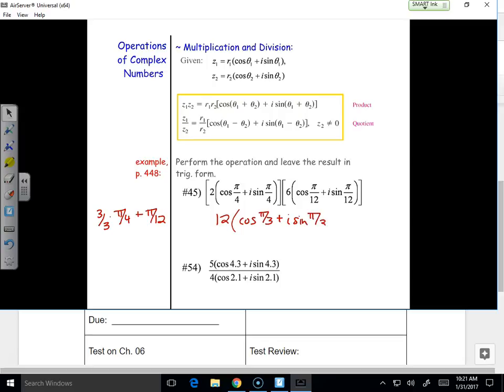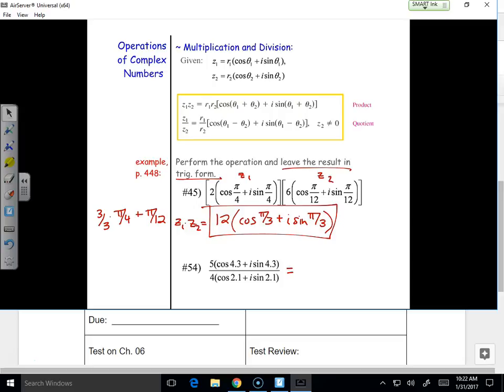Are you distributing it? Well, let's check. Leave the result in trig form. It says leave it in trig form, which is r cosine theta plus i sine theta, so stop. If they said standard form, would you keep going? Yes. But since they said trig form, we get to stop. Does that make sense? So, z1 times z2 in this example is 12 cosine pi over 3 plus i sine pi over 3. That formula wasn't hard, right?